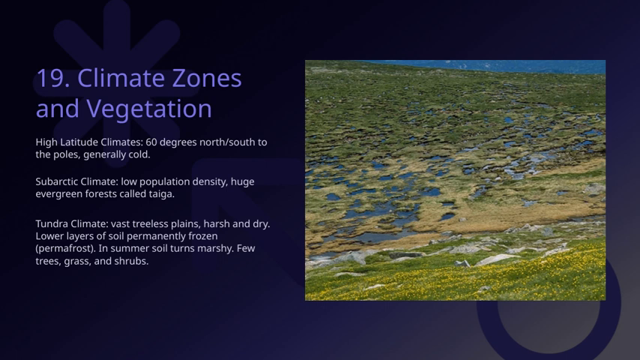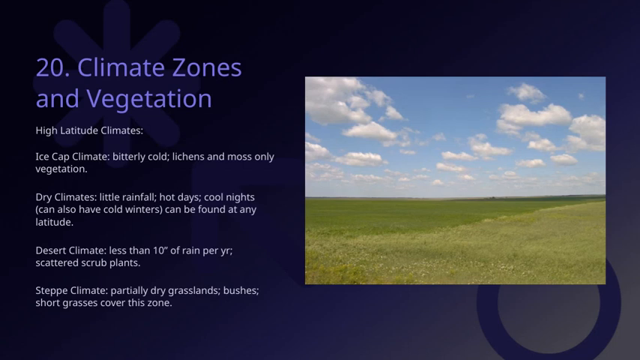Finally, at high latitudes, from about 60 degrees north or south all the way to the poles, the climate is generally cold year-round. These areas have extreme conditions that influence the types of vegetation that can survive there. Understanding these climate zones helps us see how environment shapes the vegetation and, ultimately, the way humans and wildlife adapt to these regions.